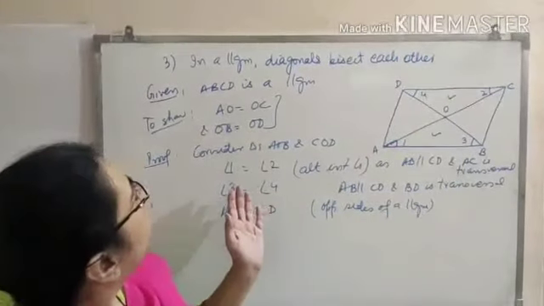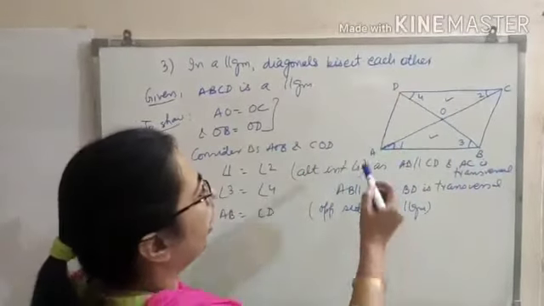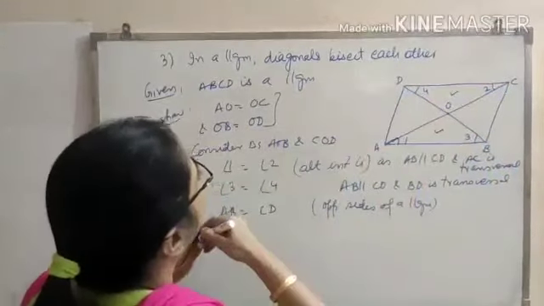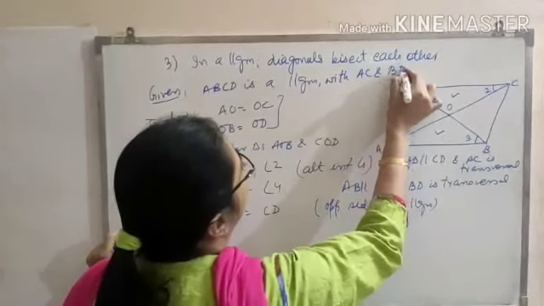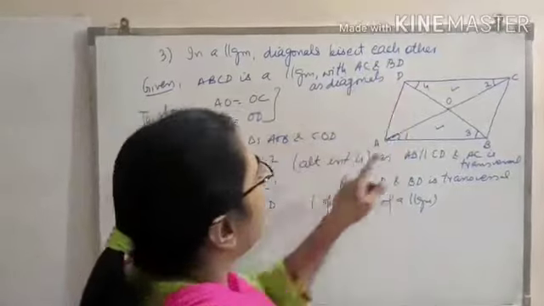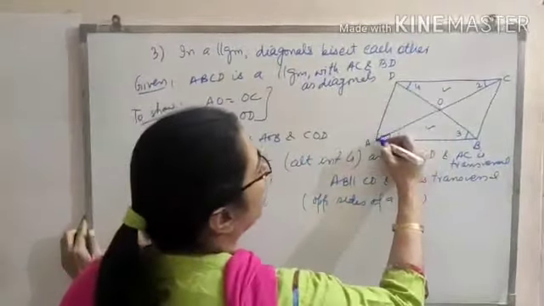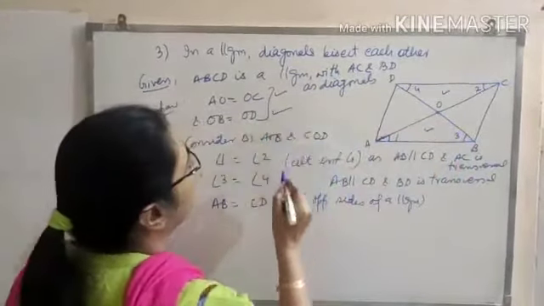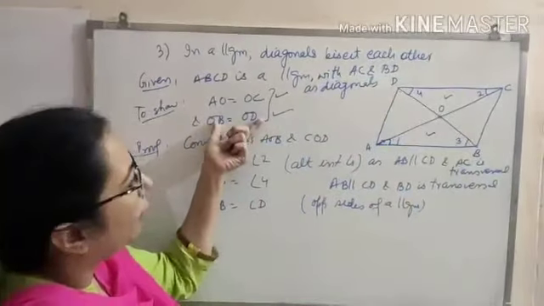Now the third property: in a parallelogram, diagonals bisect each other. You are given ABCD is a parallelogram and AC and BD are diagonals. These are two diagonals, and what you have to prove is that these diagonals bisect each other. They are intersecting at O. So it means AO is equal to OC and BO is equal to OD. Bisect each other means AO is equal to OC and BO is equal to OD. This you have to show.